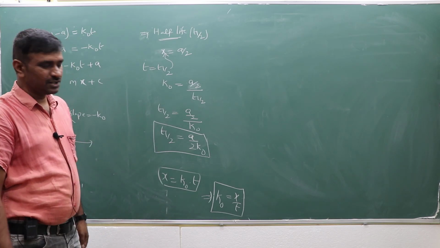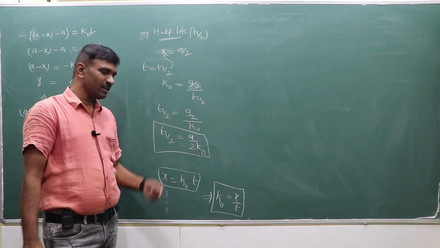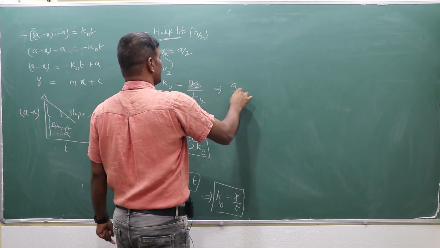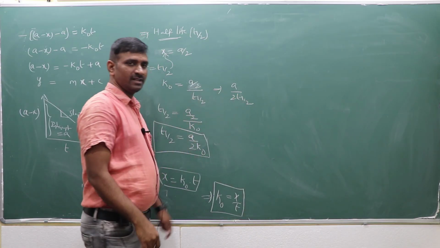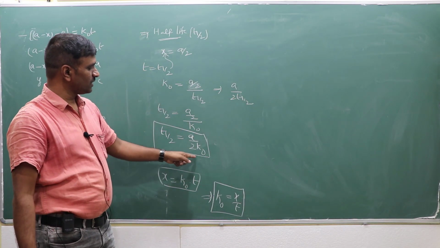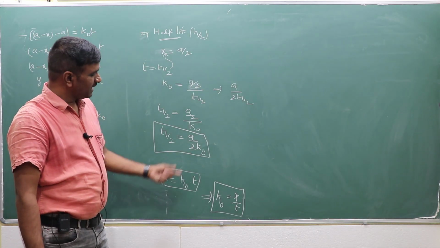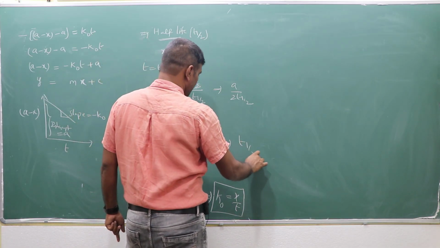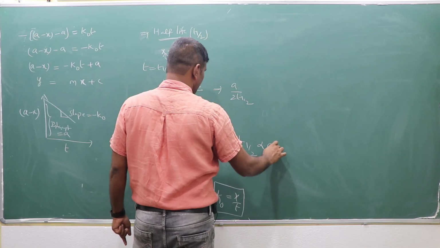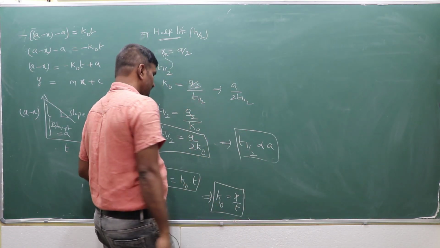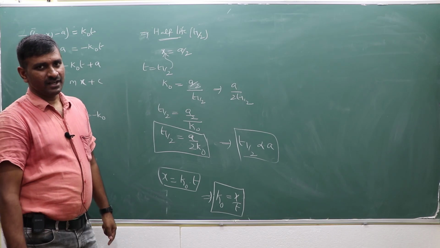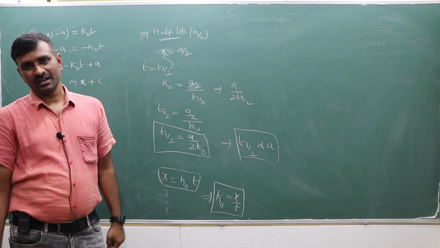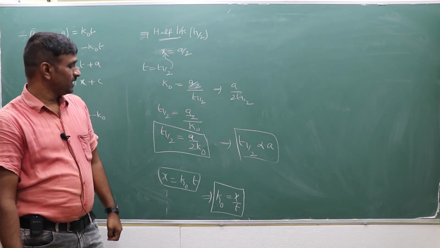So half-life in the zero order reactions, t half is equal to a by 2 k naught, or k naught is equal to a by 2 t half. K naught is equal to a by 2 t half, or t half is equal to a by 2 k naught. A is what? Initial concentration. So based on this, t half is directly proportional to the a, initial concentration. That is considered as zero order reactions.